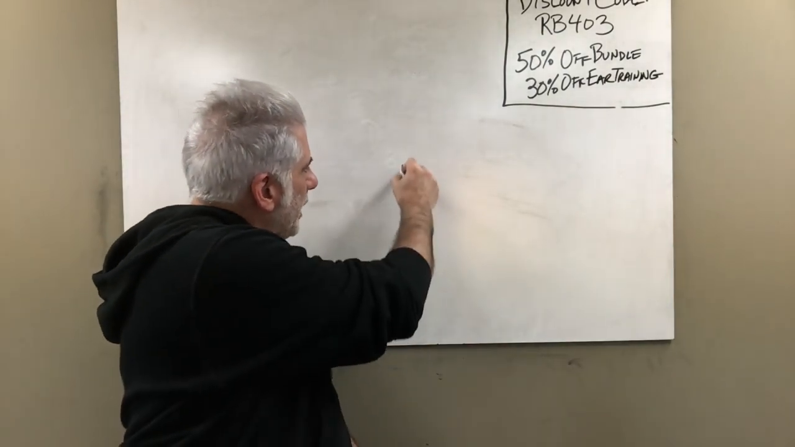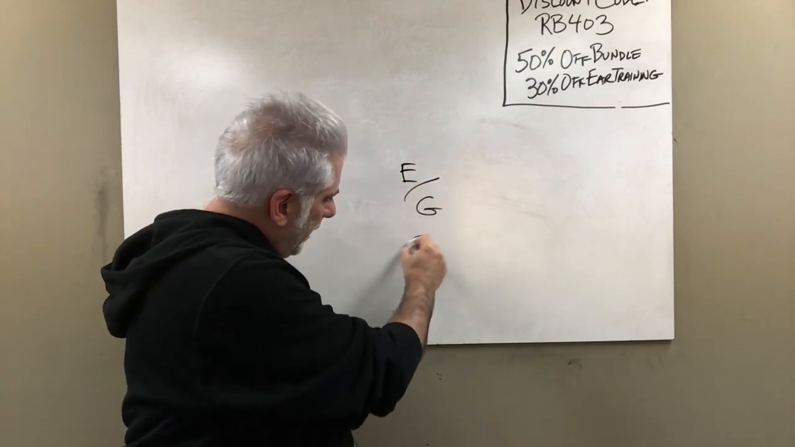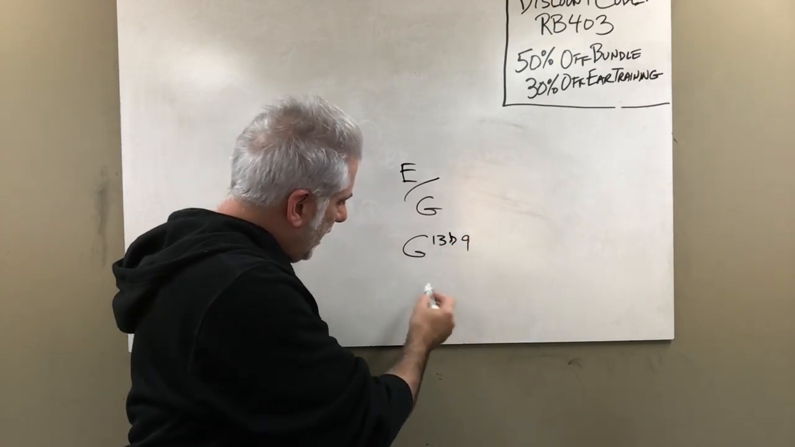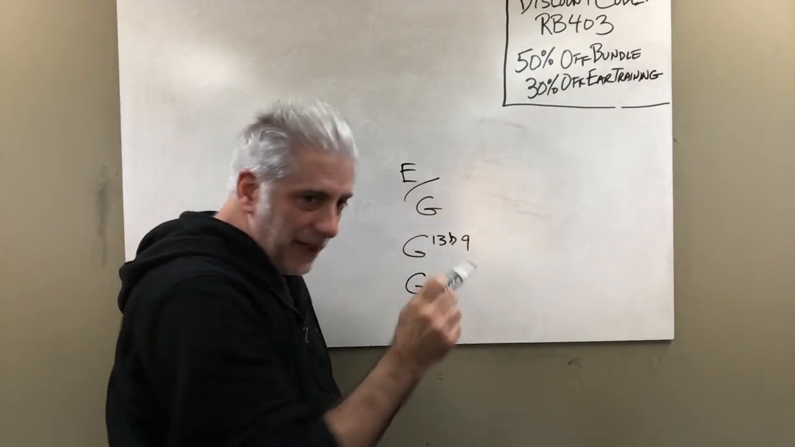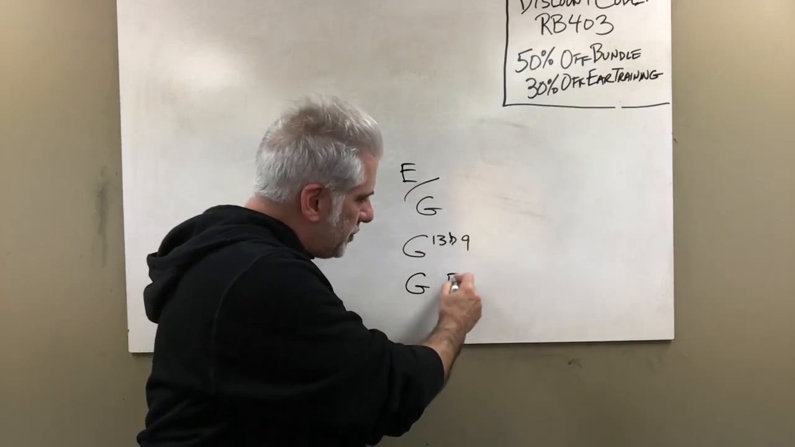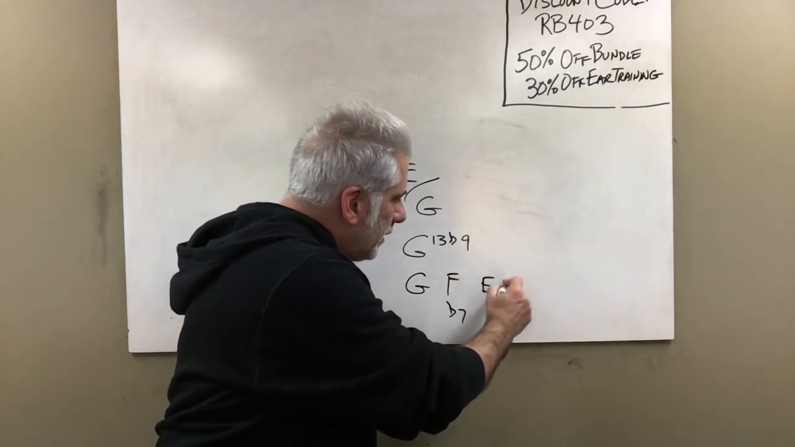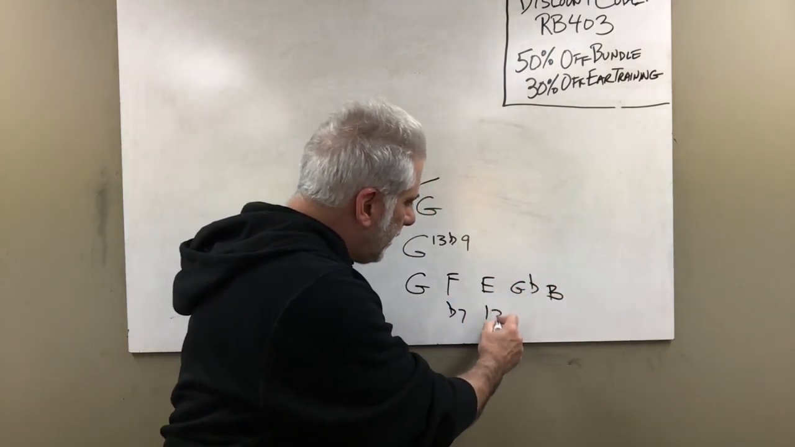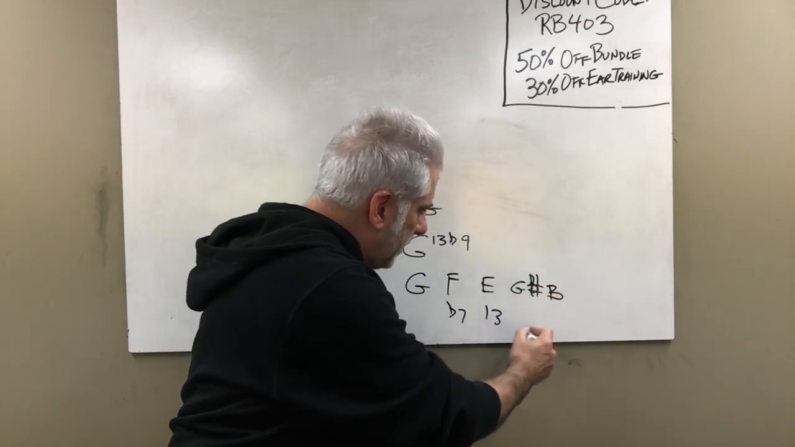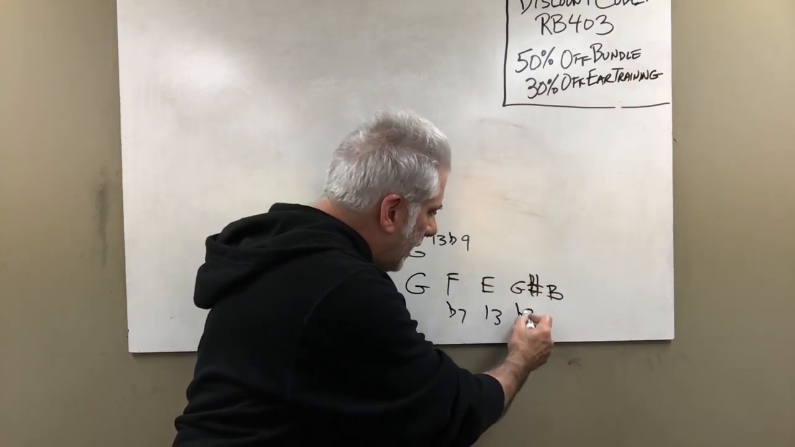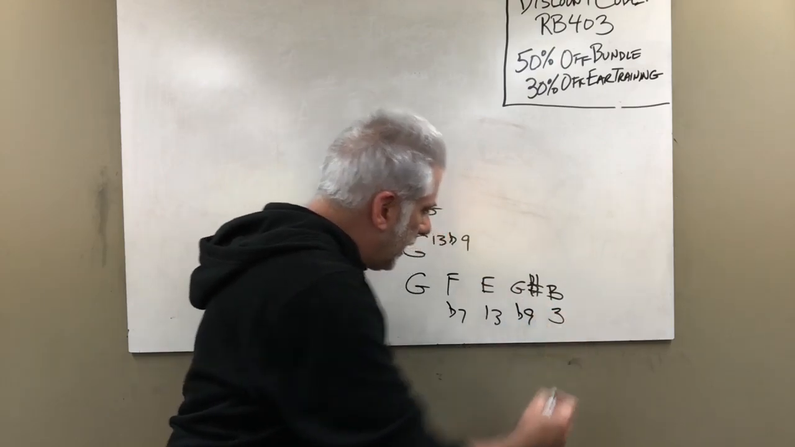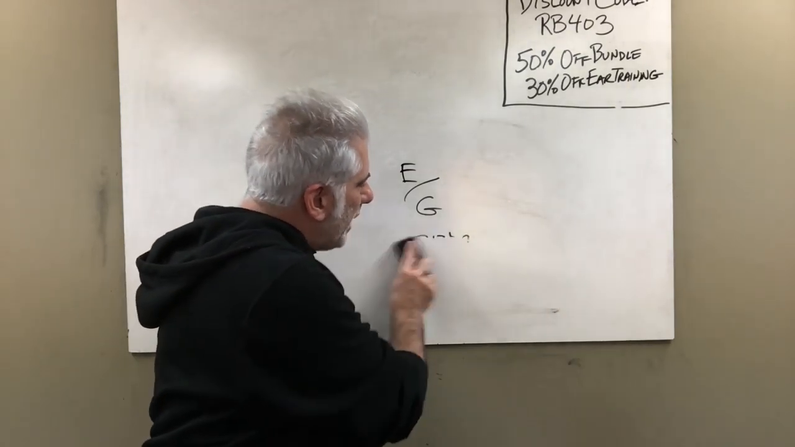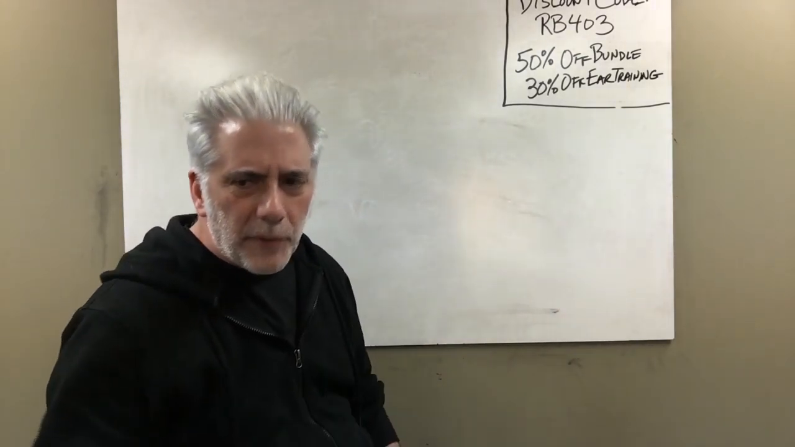You could have, I said, E over G. That would be like a G13 flat 9 sound. So if you're playing the scale over it, you get G, and F is a flat 7, but you have E, G sharp, B. E would be the 13, G sharp would really be A flat, that's your flat 9, and then the B would be your third, right? 13 flat 9 third. So these are some more of the unusual ones that you use mainly in jazz and in modern classical music, film composing, stuff like that.